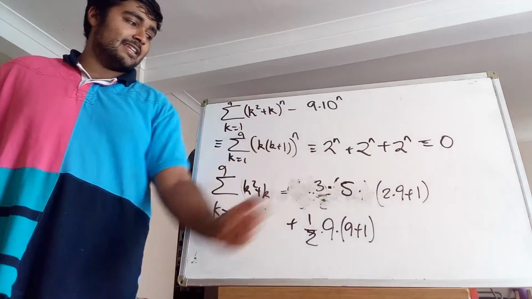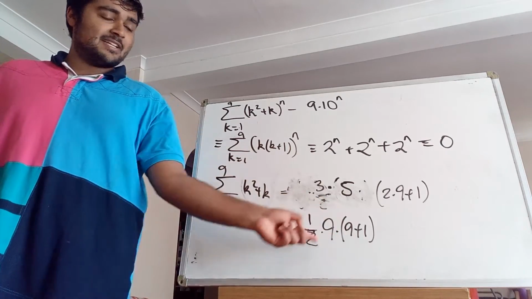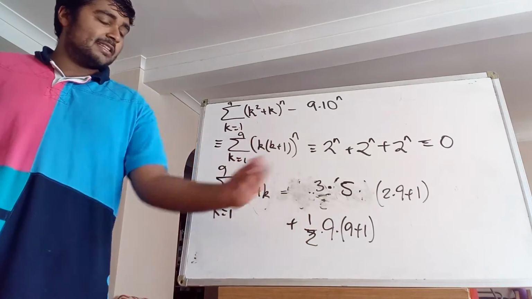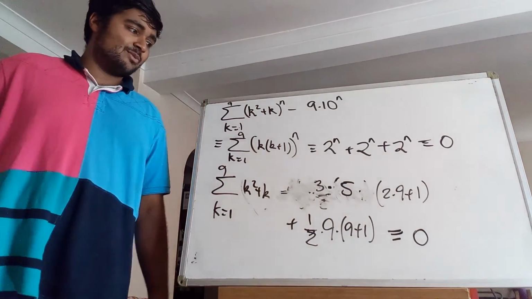And in particular, that guy there is a multiple of 5. And hopefully it's clear to see that this guy here is a multiple of 5. It's 9 times 10 over 2, so 9 times 5. So this is also a multiple of 5. So this, all in all, is just going to be 0 mod 5 as well.